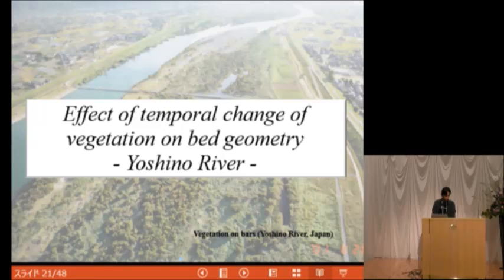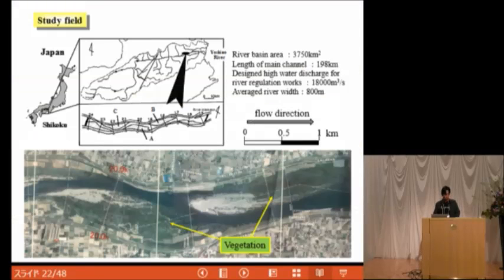Okay, let me show you the result of the calculation of the Yoshino River. The Yoshino River is located on Shikoku Island, in the south part of Japan. The river basin area is 3,750 square kilometers. The length of the main channel is 198 kilometers. All rivers managed by the government have a designed high water discharge. It's 18,000 cubic meters per second. And the average river width is about 800 meters.